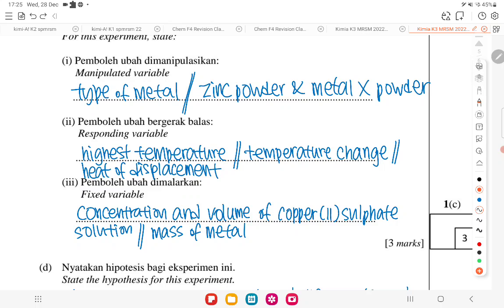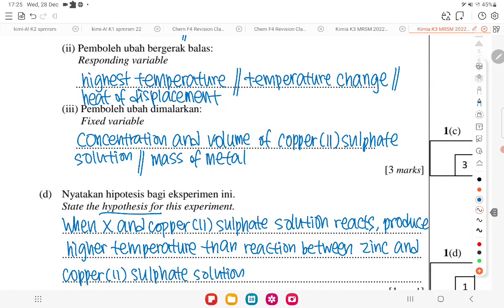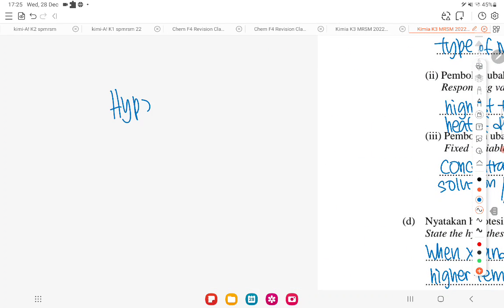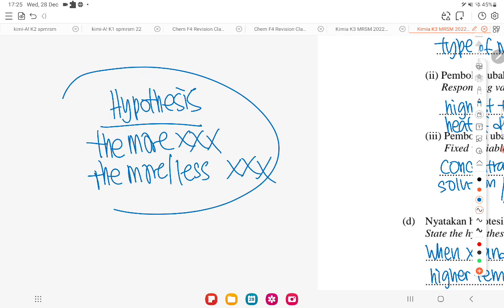So the next question is asking us, what is the hypothesis of this experiment? First of all, you must understand what a hypothesis is. A lot of people, when it comes to hypothesis, always memorize the answer. They say, oh, the more, blah, blah, blah, the less, blah, blah, blah. No. A hypothesis does not necessarily have to follow this format.